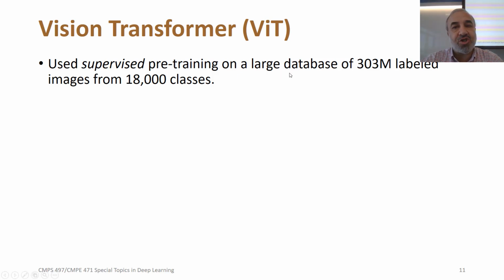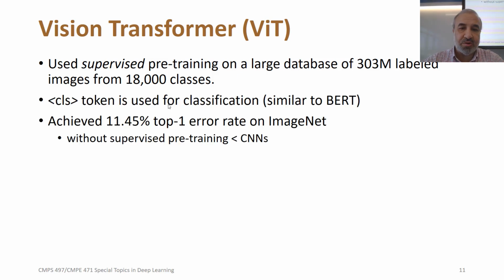So they have a very large database of images, 300 million images, labeled for 18,000 classes. Okay, and that's a big difference between Vision Transformer and the previous versions like Image GPT. So it was pre-trained on labeled data. The CLS was used for classification, and these two changes, dealing with patches instead of pixels and the pre-training on large labeled data, made a big difference in performance. If you remember, Image GPT reached, I think, 27.5. This one reached 11.5. Big difference in performance.